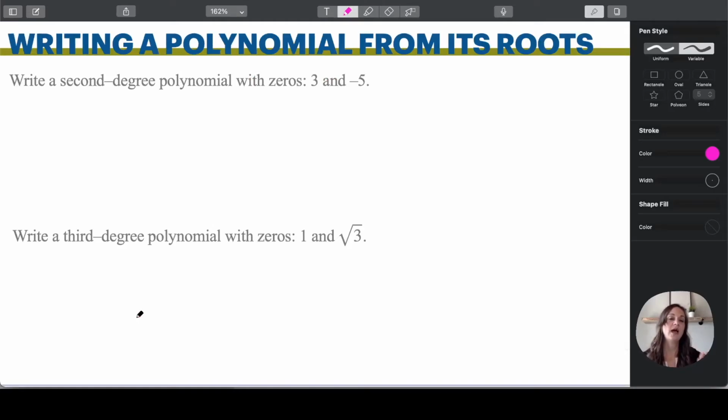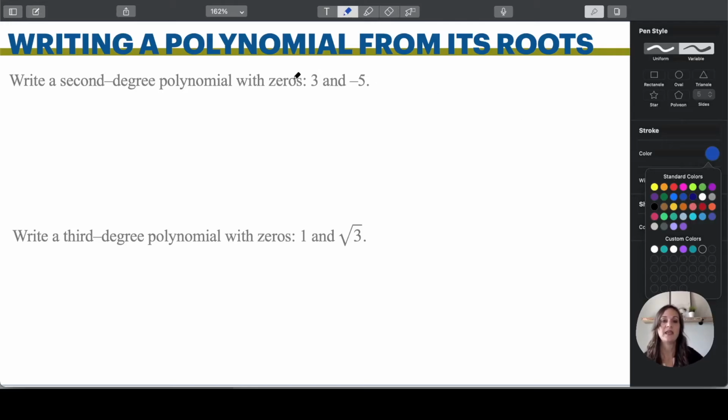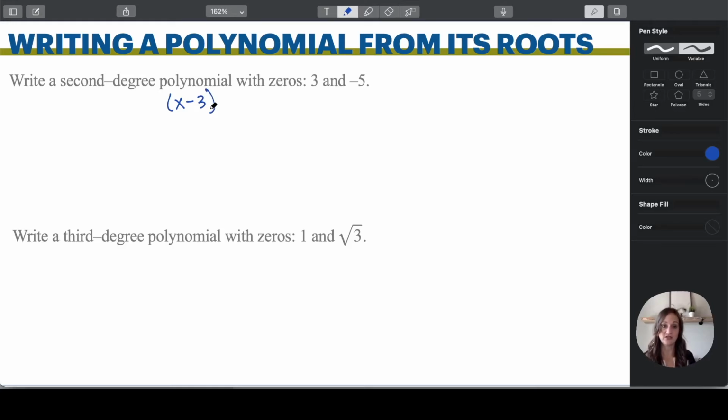So you actually can work backwards. So a minute ago, we took a polynomial and we figured out what the zeros are. Now, if I tell you the zeros, then we actually can figure out what the polynomial was. So in this case, if we know that there is a 0 at 3, that means we know that there was a factor of x minus 3.